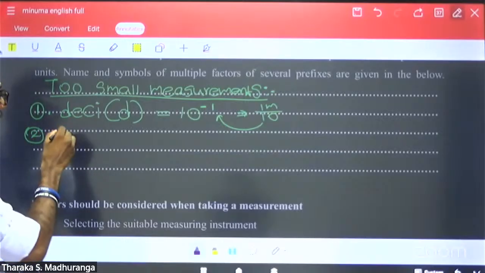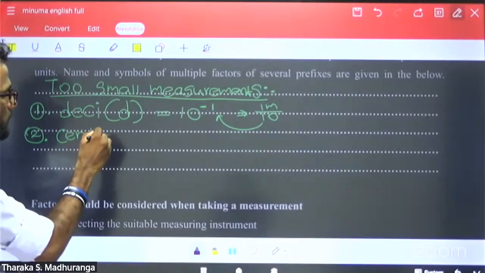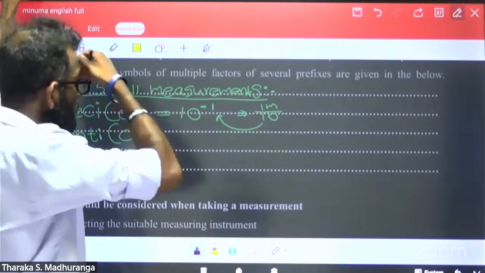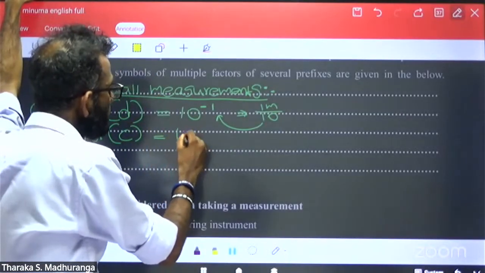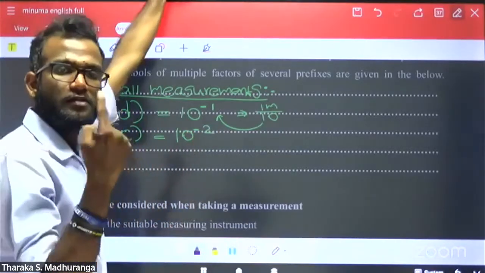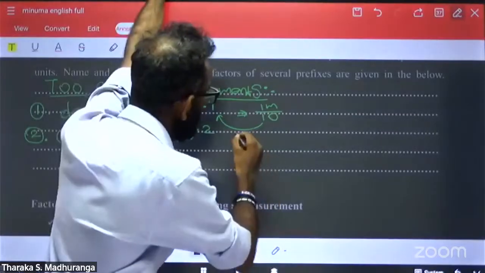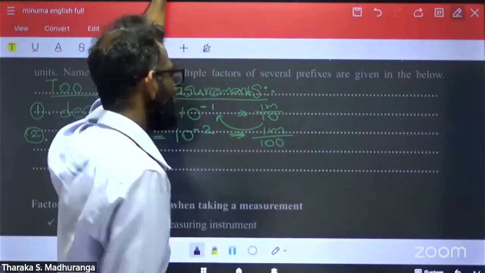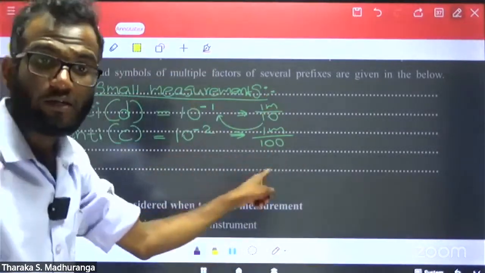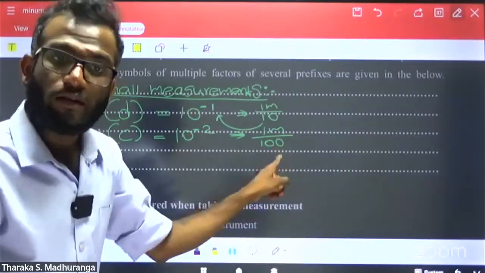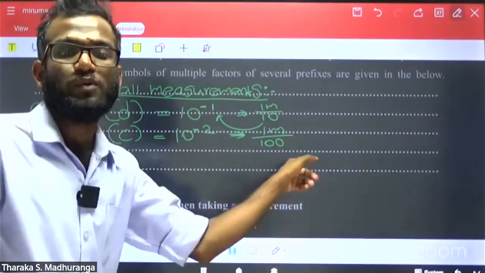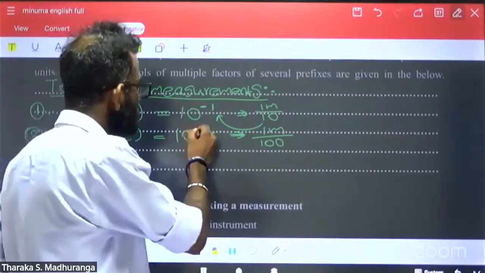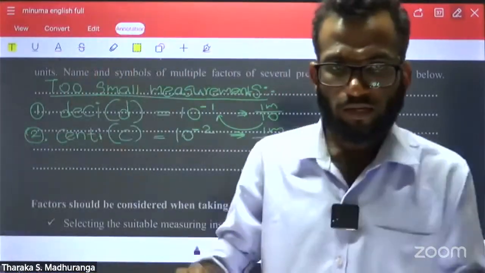Now the second prefix is centi. The symbol is simple c. The centi means 10 to the power minus 2. 10 to the power minus 2 means 1 meter divided into 100. 100 means, you already know, it is 10 squared. If you take 10 squared upward, what happened? 10 to the power minus 2. I think you can understand.